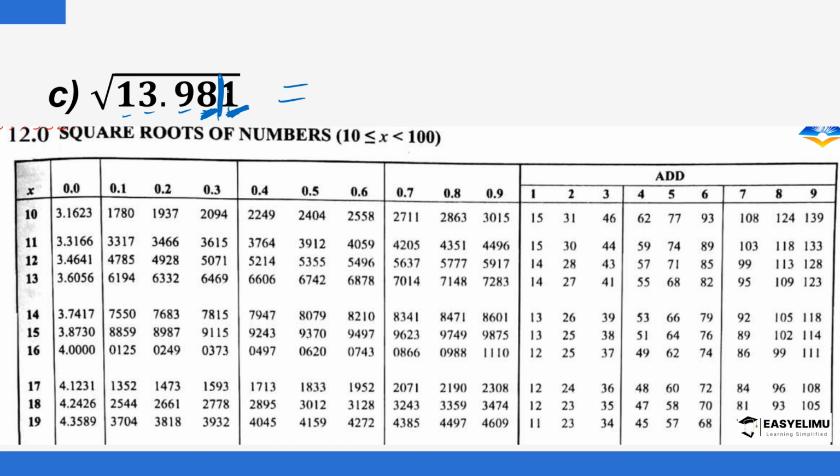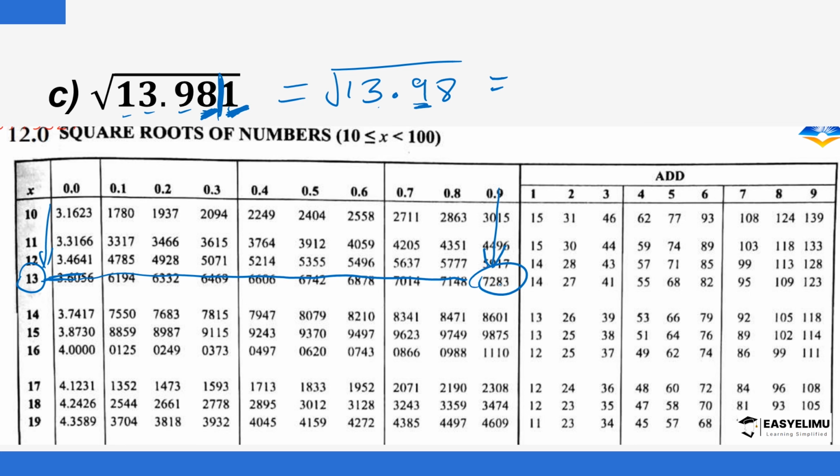And of course, the last zeros after the decimal point, they will not really count that much. So this means you're going to get the square root of 13.98. So again, you check the first 2 digits in the main column. 13 is here. Move across the row until you get to the column headed by the next digit, which is 9. So column number 9.